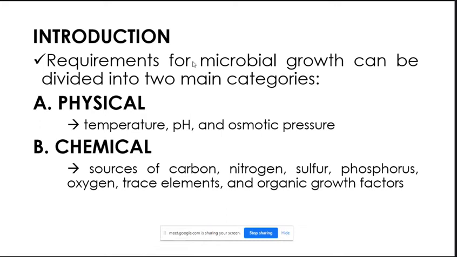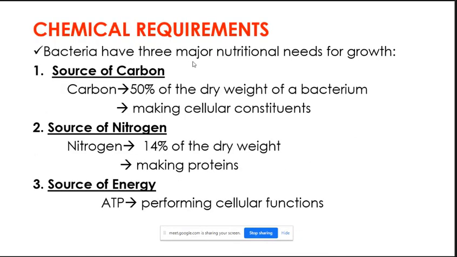Okay? So, we have here now that the requirements for microbial growth can be divided into two main categories. So, meron tayo ng physical at saka nung chemical requirement. Now, physical, this would be already your temperature, yung pH, and osmotic pressure, whereas chemical will be on the sources of carbon, nitrogen, sulfur, phosphorus, oxygen, trace elements, and organic growth factors. Okay, so I will start first with the chemical requirements.